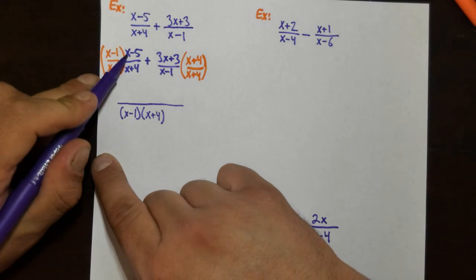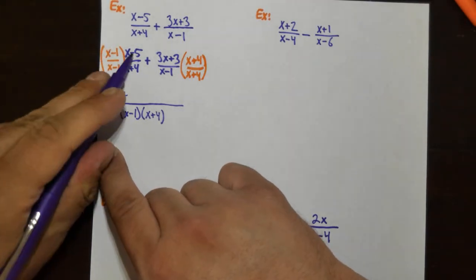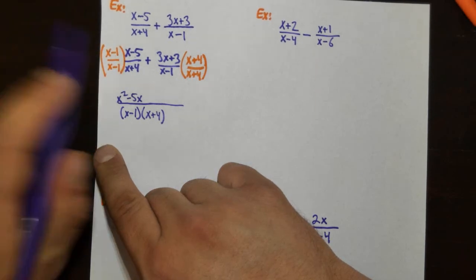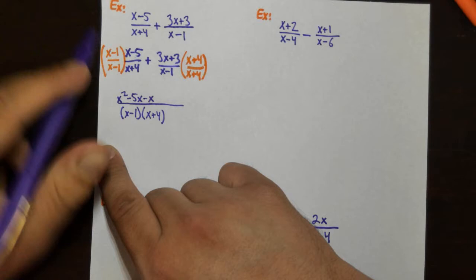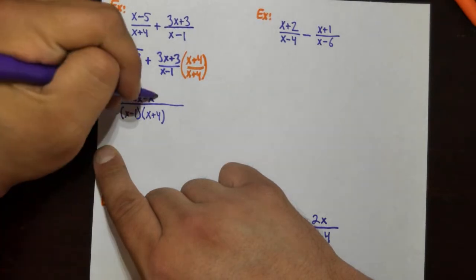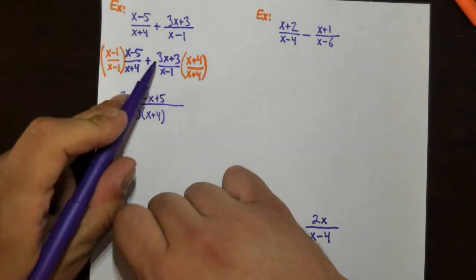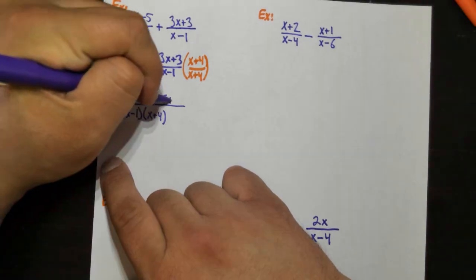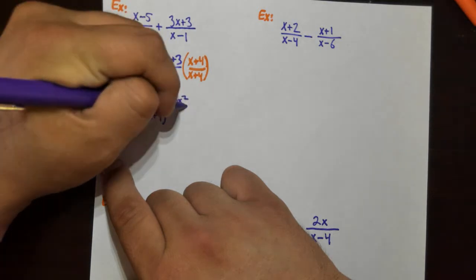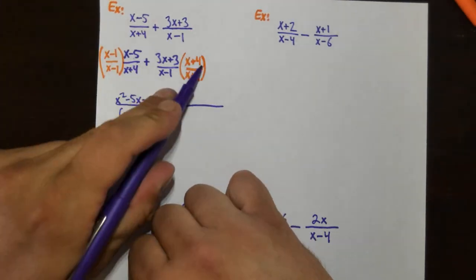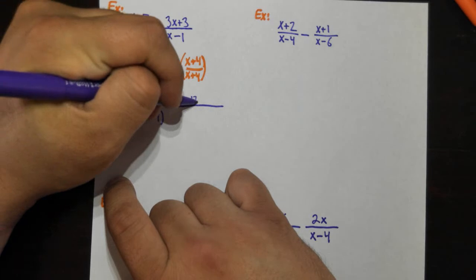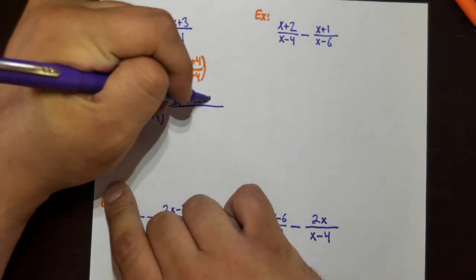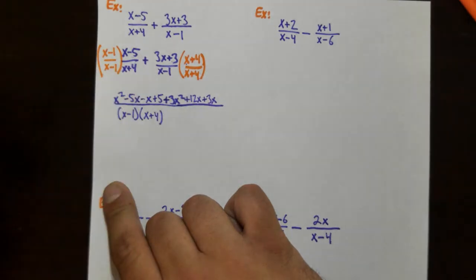X times x is x squared. X times negative 5 is negative 5x. Then negative 1 times x is negative x. Negative 1 times negative 5 is positive 5. And then do the same thing with the other side. So 3x times x is 3x squared. 3x times 4 is 12x. 3 times x is plus 3x. And then 3 times 4 is 12.